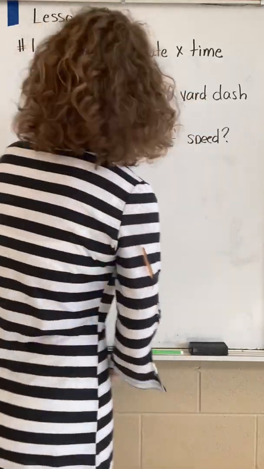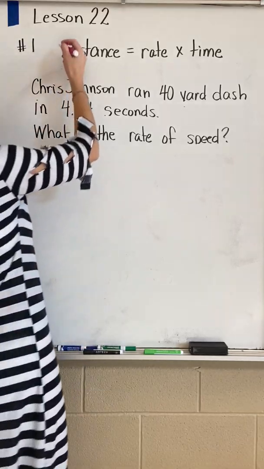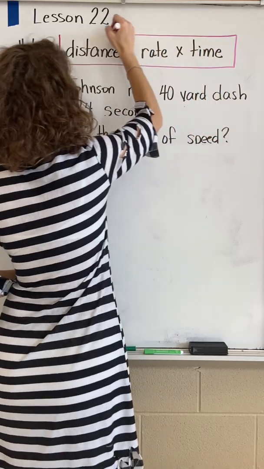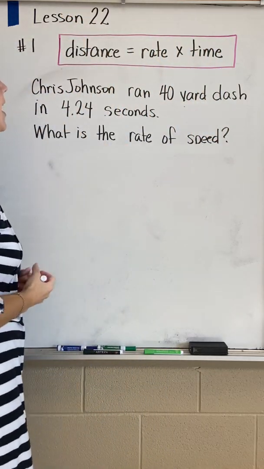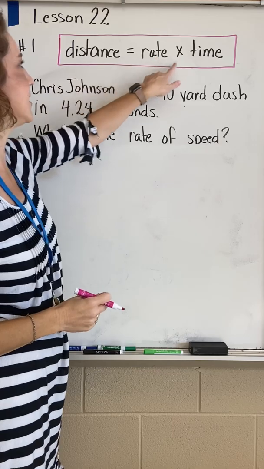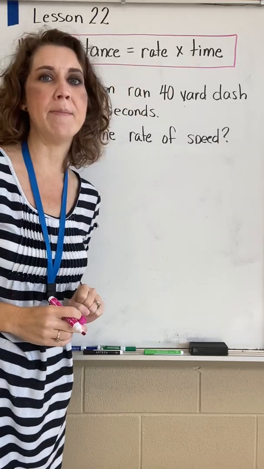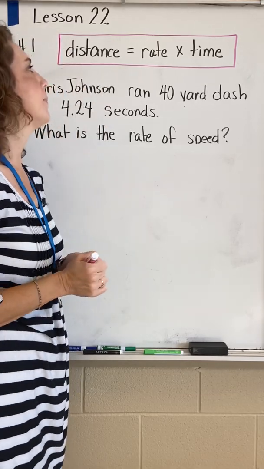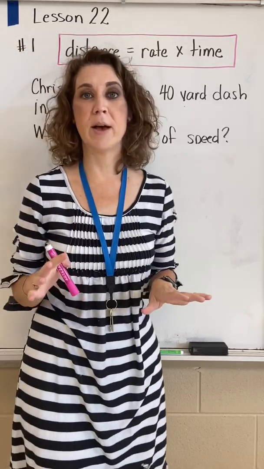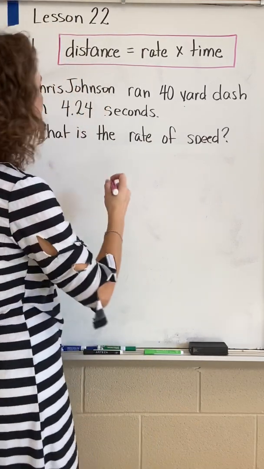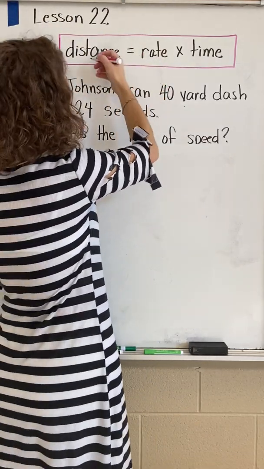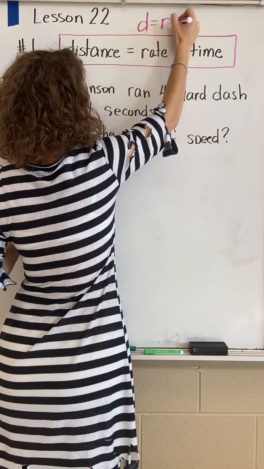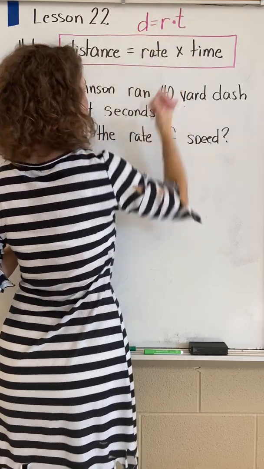Okay, so we're going to be dealing with this math formula. We're going to introduce a little bit of algebra to you guys. Distance equals rate times time. And I want to talk about what that means. You're going to see it in some of the questions this week. And it's going to look like D equals R dot T.